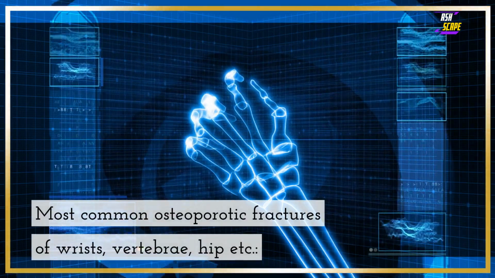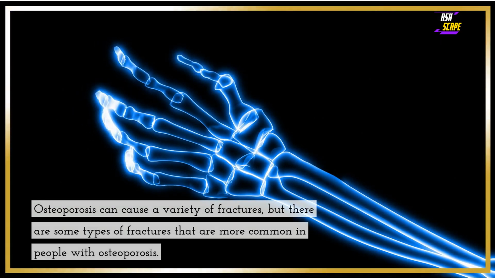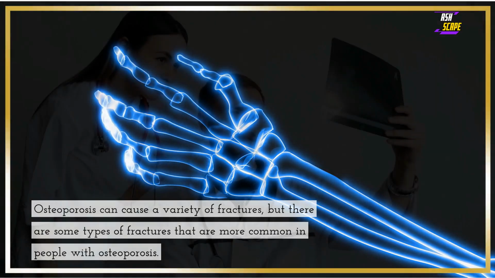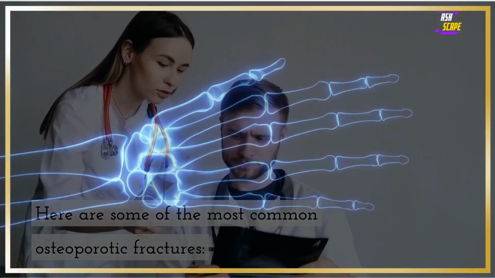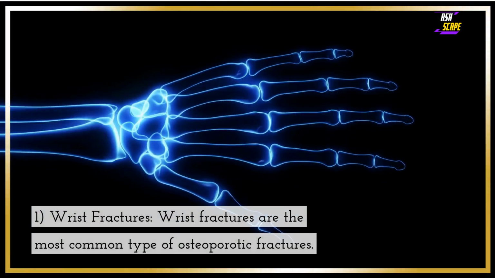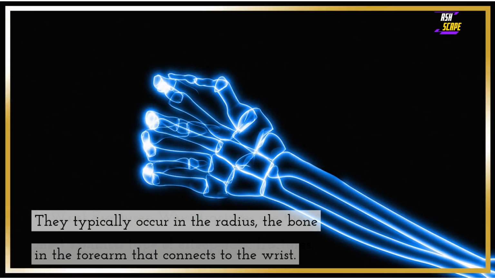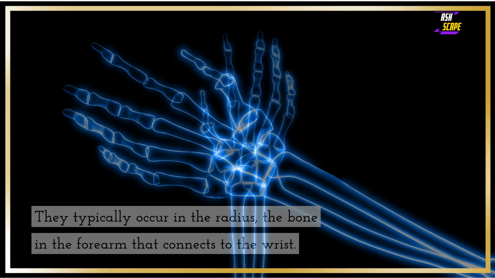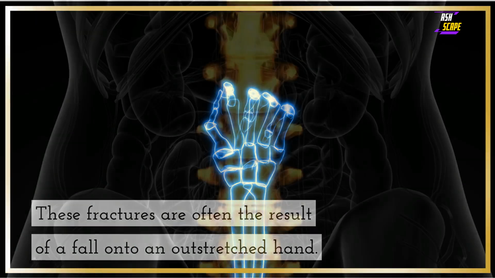Most common osteoporotic fractures of wrists, vertebrae, hip, etc. Osteoporosis can cause a variety of fractures, but there are some types of fractures that are more common in people with osteoporosis. Here are some of the most common osteoporotic fractures. 1. Wrist fractures. Wrist fractures are the most common type of osteoporotic fractures. They typically occur in the radius, the bone in the forearm that connects to the wrist. These fractures are often the result of a fall onto an outstretched hand.